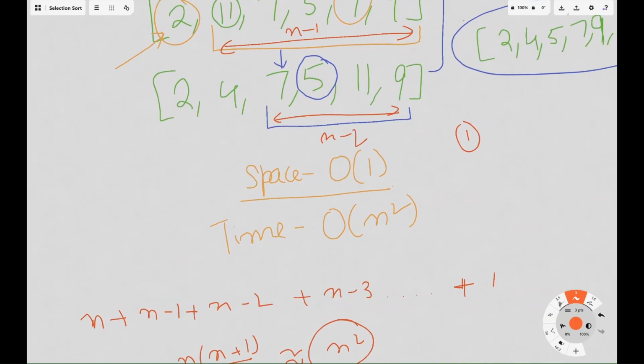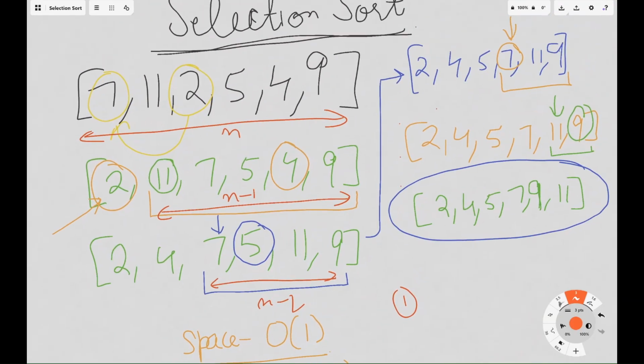Alright, if you have any confusion, please do rewind the video and watch it again. Now we will move on to the coding part of selection sort.